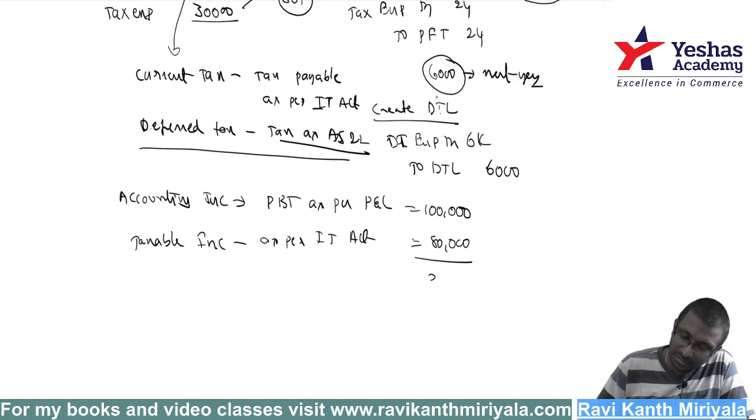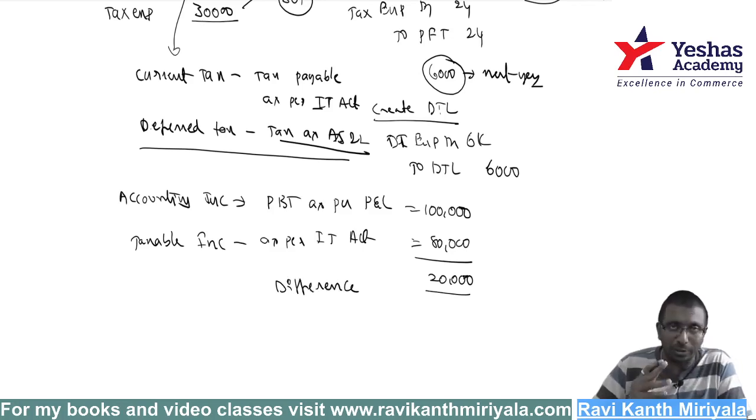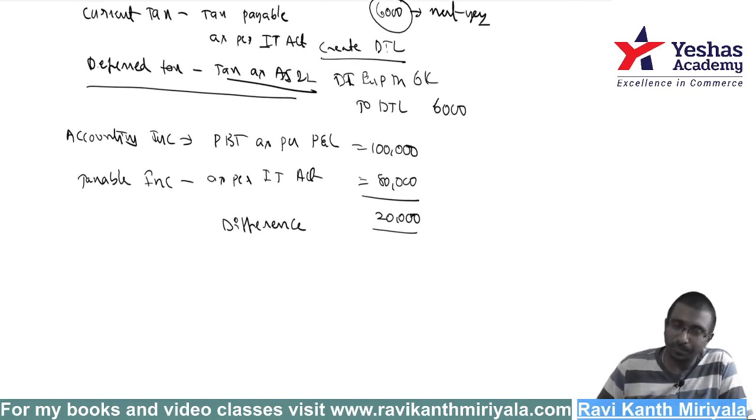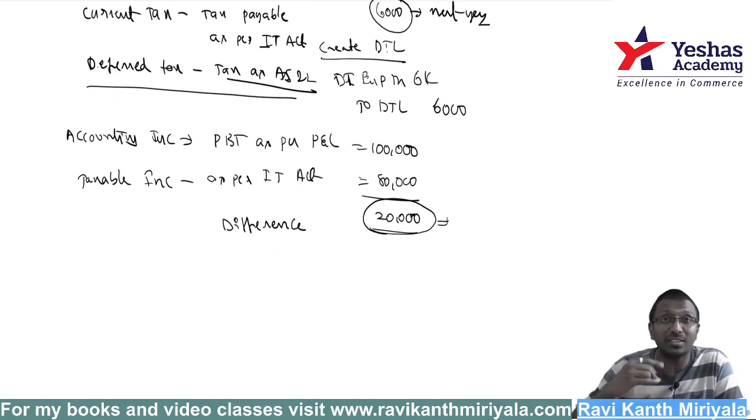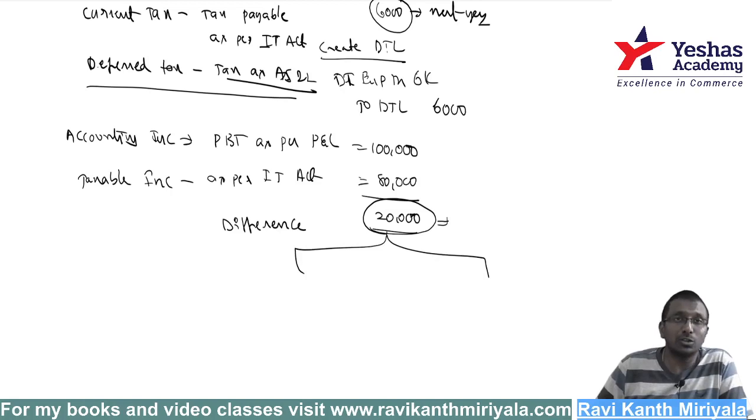What is this difference? The difference is 20,000, correct? Now, differences are of two types. For this 20,000 rupees, do you create deferred tax? No, it depends on the type of difference.